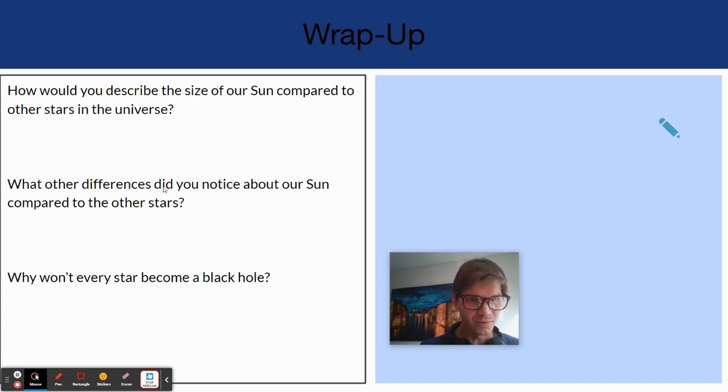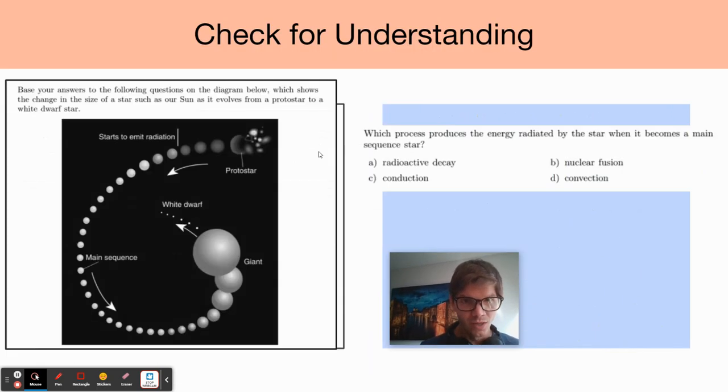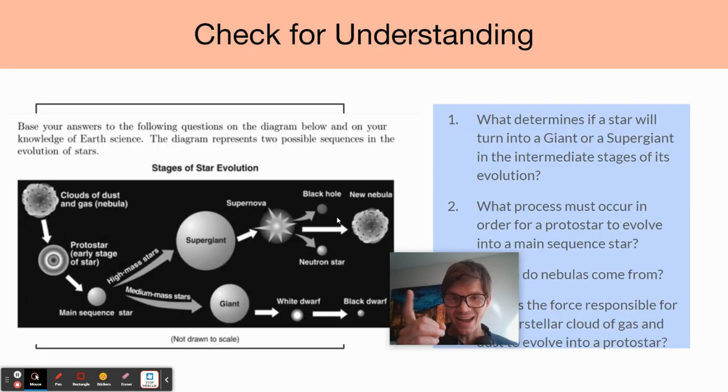Differences. We went over a couple differences in this video. And why won't every star become a black hole? Well, the answer is in these diagrams, and it's in your brain. So explain your thinking, and that's it.